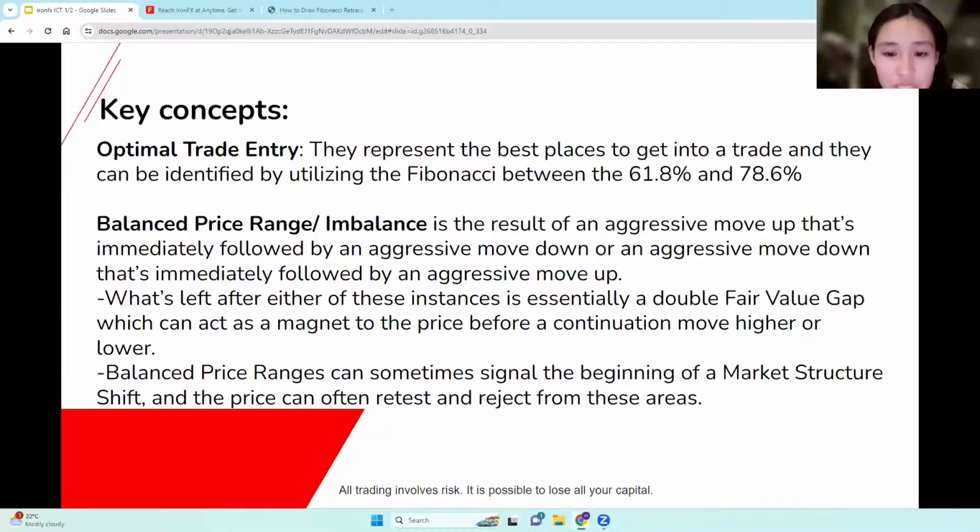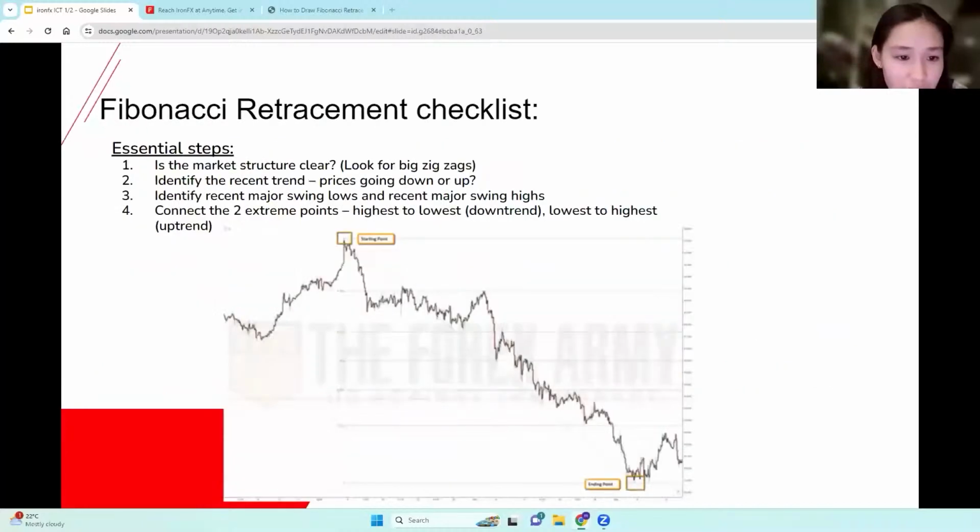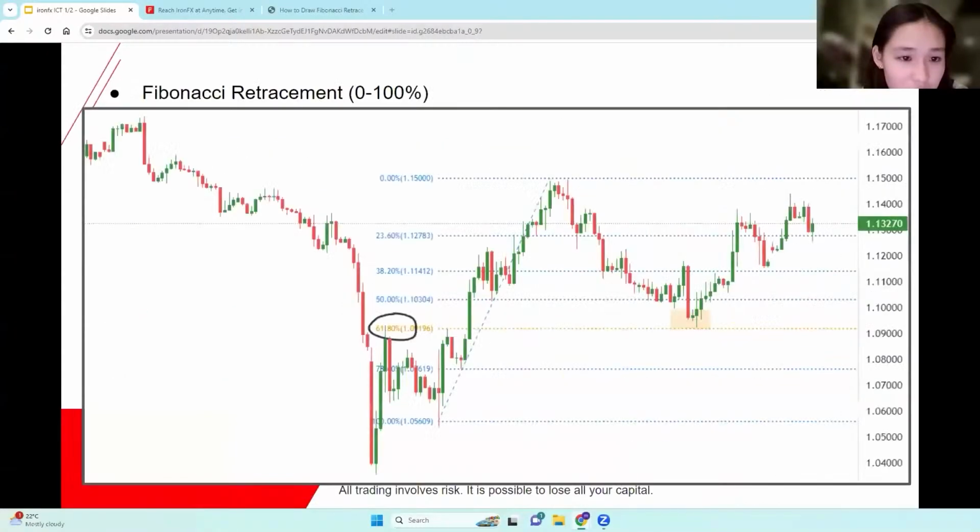For an uptrend, do we start the Fib 0 at the bottom or the top? Okay, I'll show you in a bit. Something like over here, we would draw it with your starting point here and your ending point here. So your 0% would be at the top.